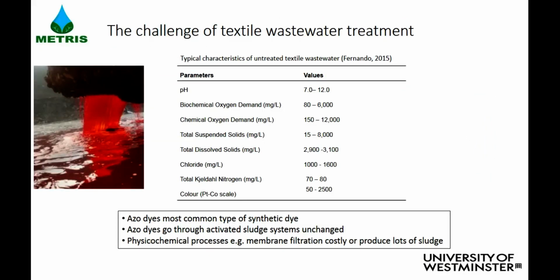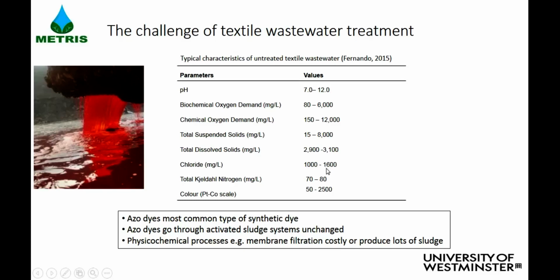So what you see here is a table that shows the typical characteristics of wastewater from the textile industry. You can see the pH is shown here, 7 to 12, but the pH depends on the type of dyes being used in processing operations. You have organic matter, quantified as biological oxygen demand or chemical oxygen demand. Total suspended solids, you can see chloride ions, lots of it, and obviously color, as well as some nutrients like nitrogen and even phosphate.